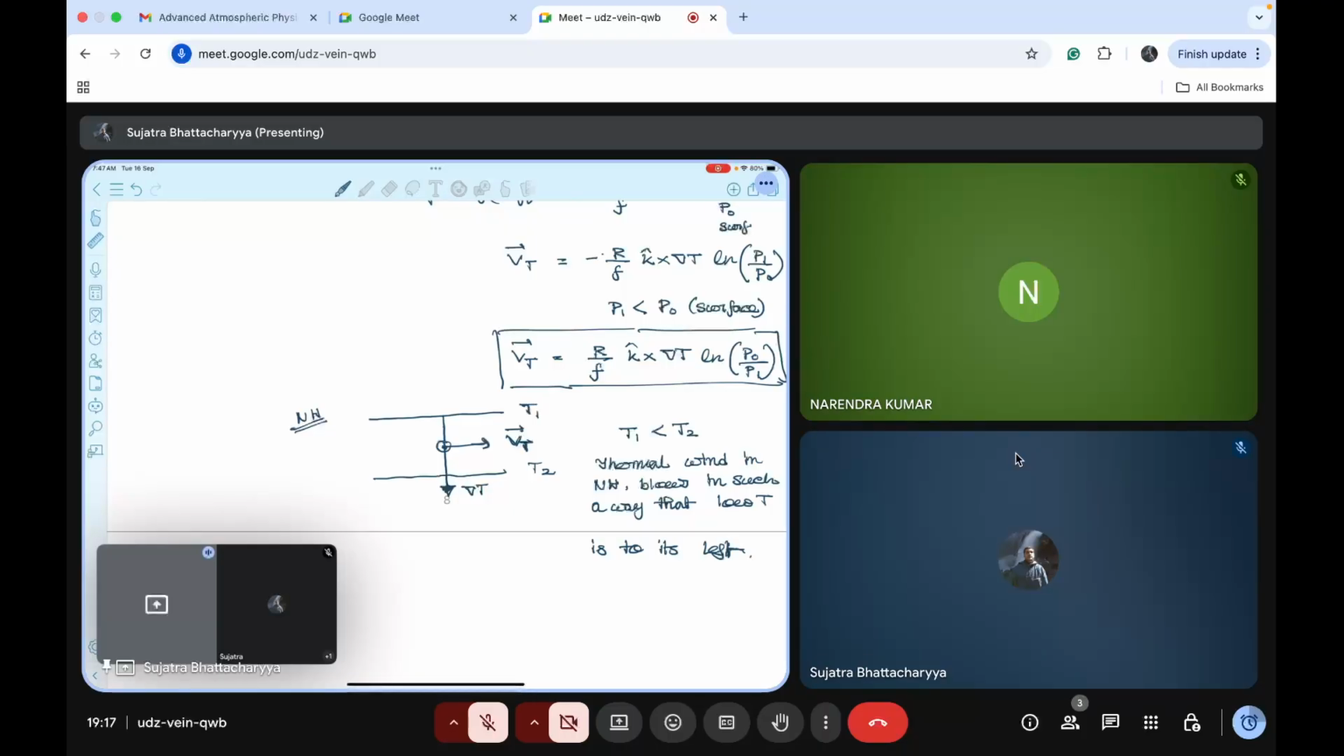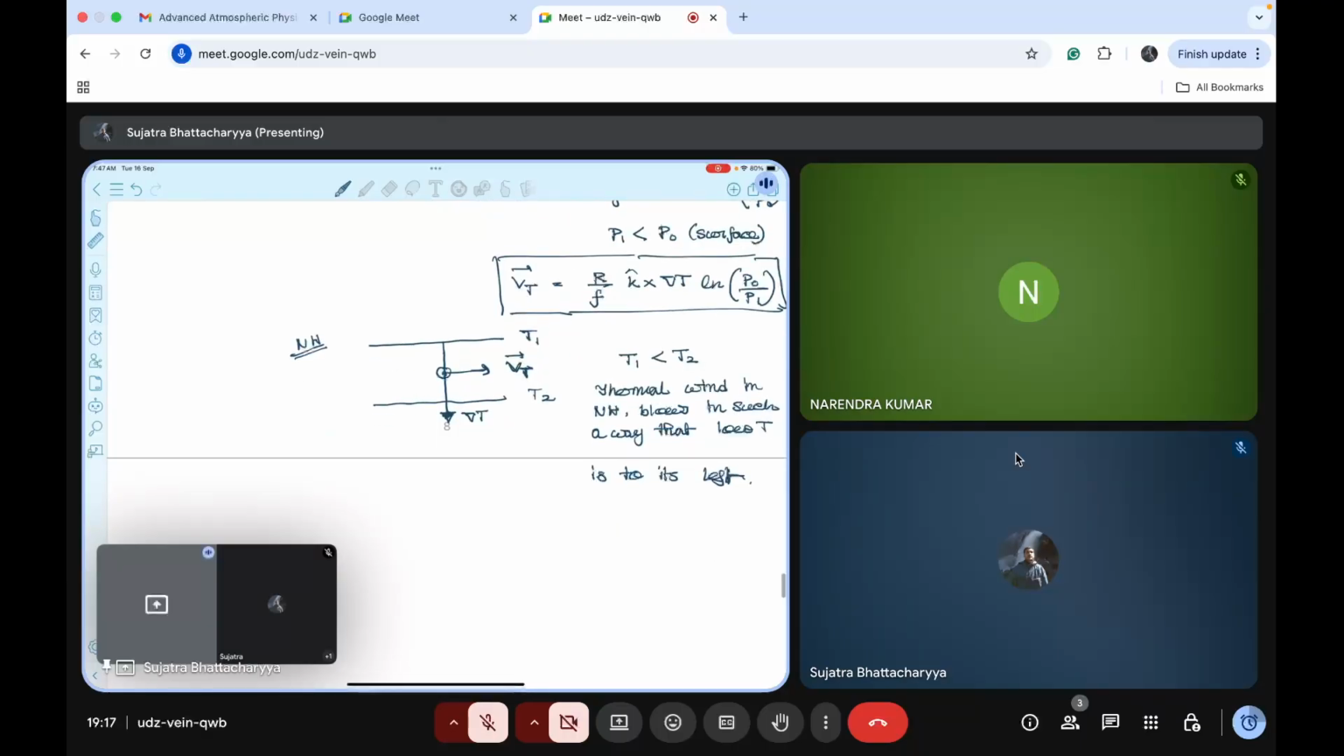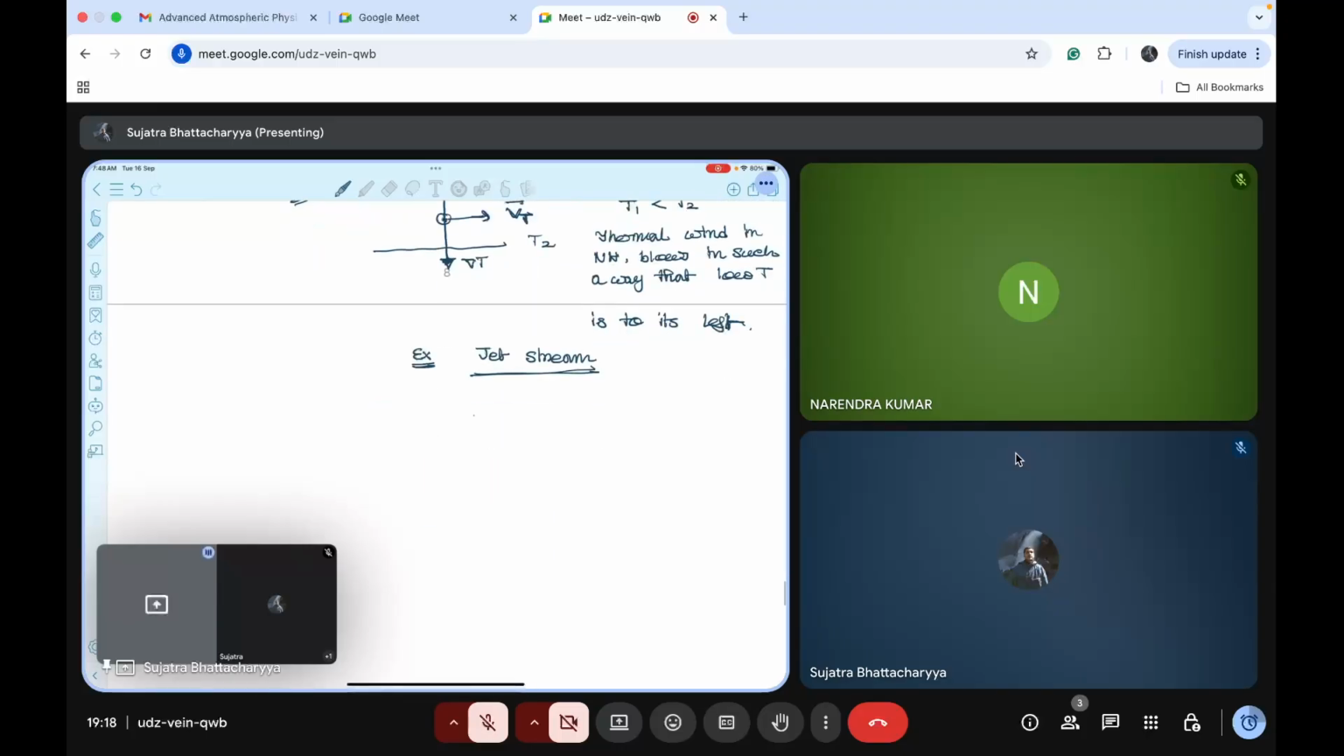Okay, so this is how the thermal wind looks. One of the examples of thermal wind is the jet stream. So in the Earth, this is the equator, and this is, suppose, the subtropical 35 degrees north. You will find during the winter a jet blows like this, and it moves from west to east.